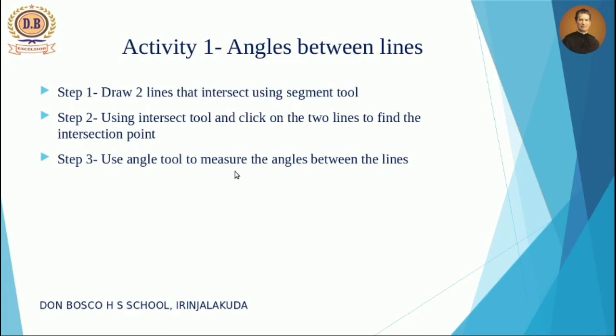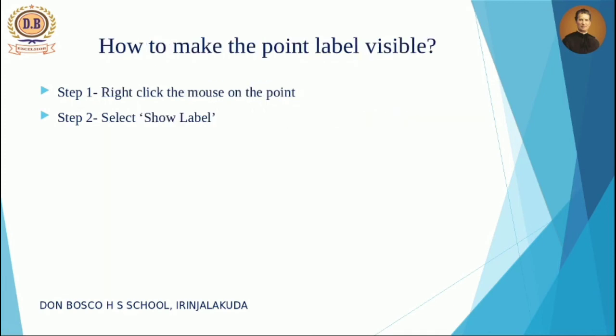After that, we can use the angle tool to measure the angles between the lines. We have to click on the points in anti-clockwise direction, and the angle between those lines will be visible. This is how we can find the angles between the lines. Then we have seen that when two line segments intersect with each other, the opposite angles will be equal. Now, if the names or labels of the points are not visible, how to make them visible? We have to right click the mouse on the point, then select the option show label. Then the name or the label of that point will be visible.